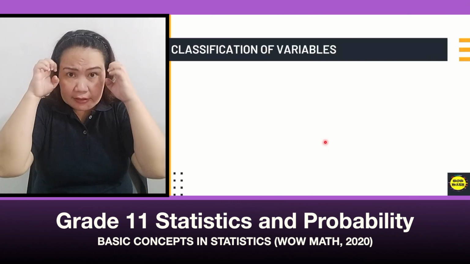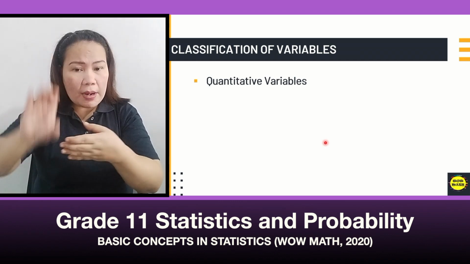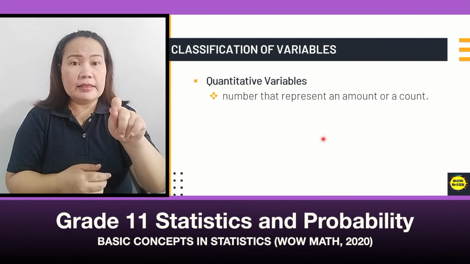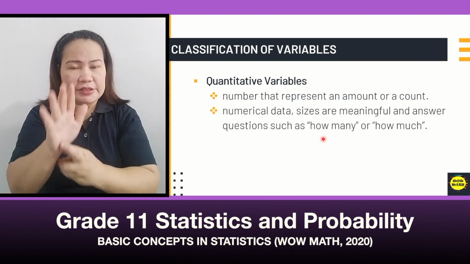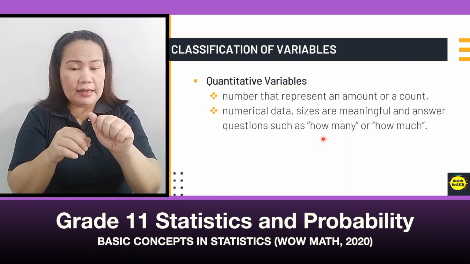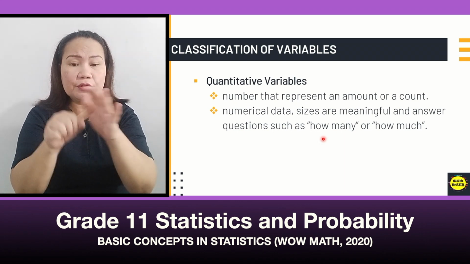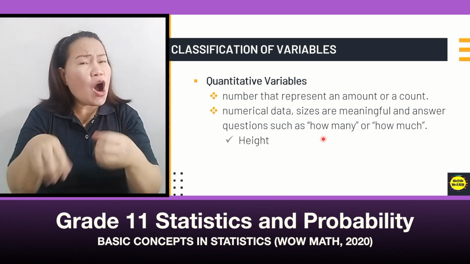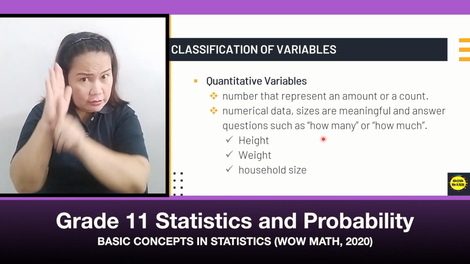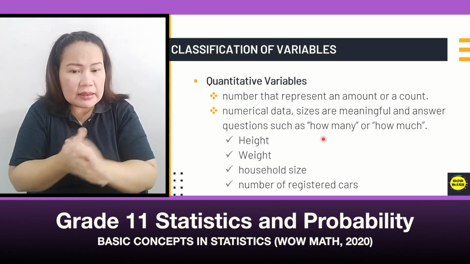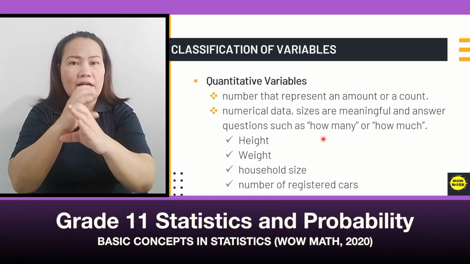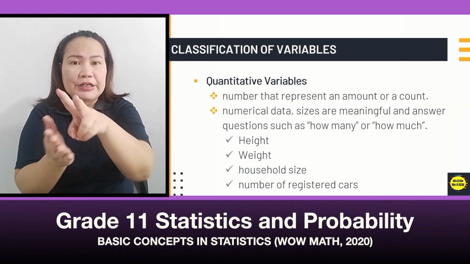Another classification of variables is quantitative variables. What is quantitative variables? It is a number that represents an amount or a count. It is also numerical data. Sizes are meaningful and answer questions such as how many or how much. For example, the height, weight, household size, number of registered cars, or the number of students in a class. That is an example of quantitative variables.